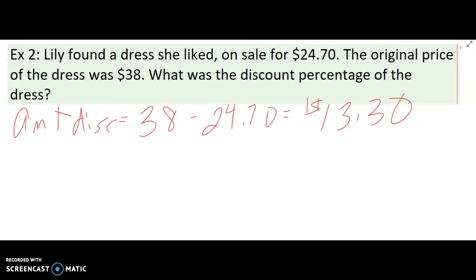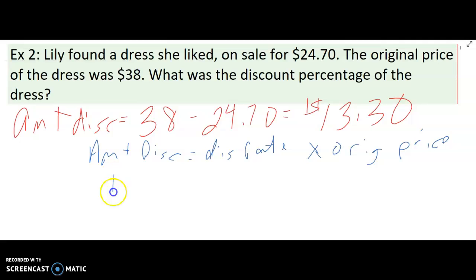Okay, so let's go back then and use the formula that talks about the amount of discount equals the discount rate times the original price. So that's kind of the equation we're going to use. So I know that the amount of discount is $13.30. I don't know my discount rate, so I'm going to multiply that by the original price, which is $38. I'm going to take out that, it's just confusing, and let's just use a dot or even a parenthesis here. So I'm going to multiply that discount rate times 38. That's going to give me $13.30.